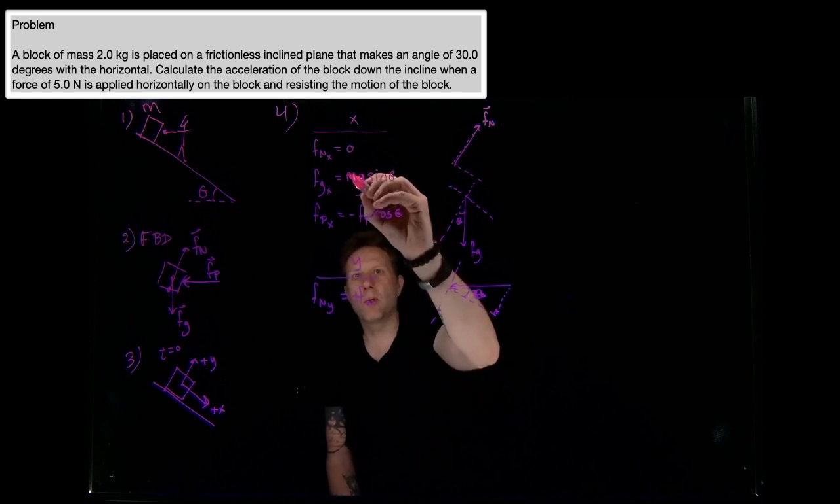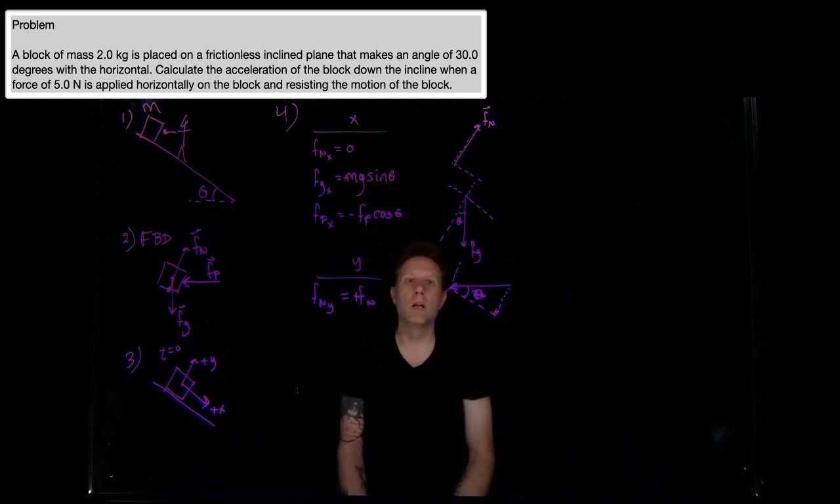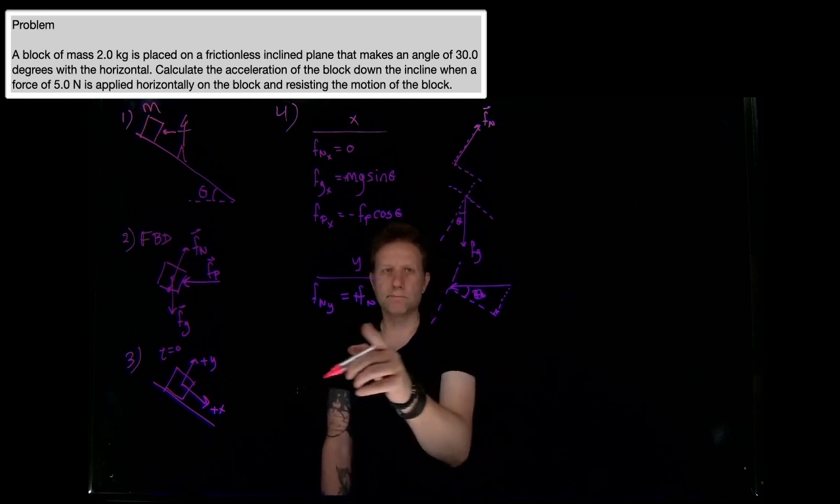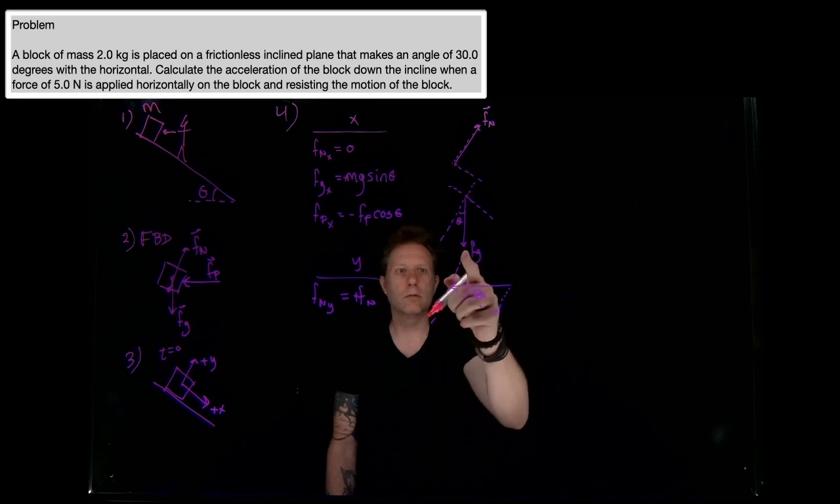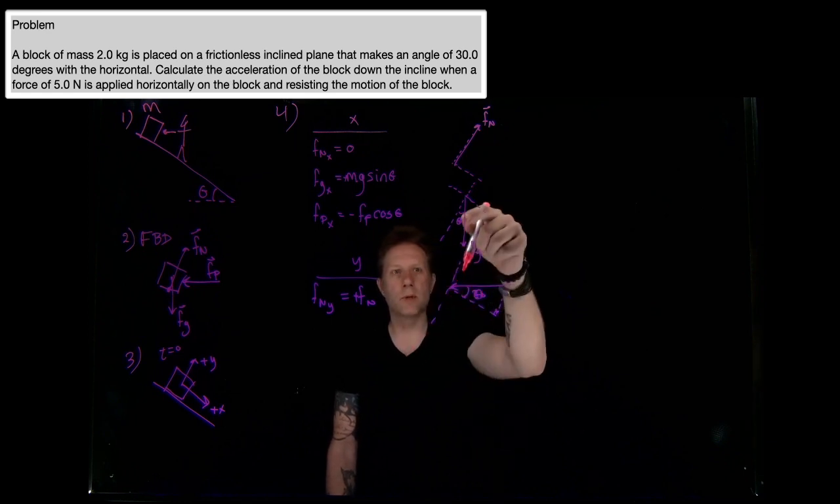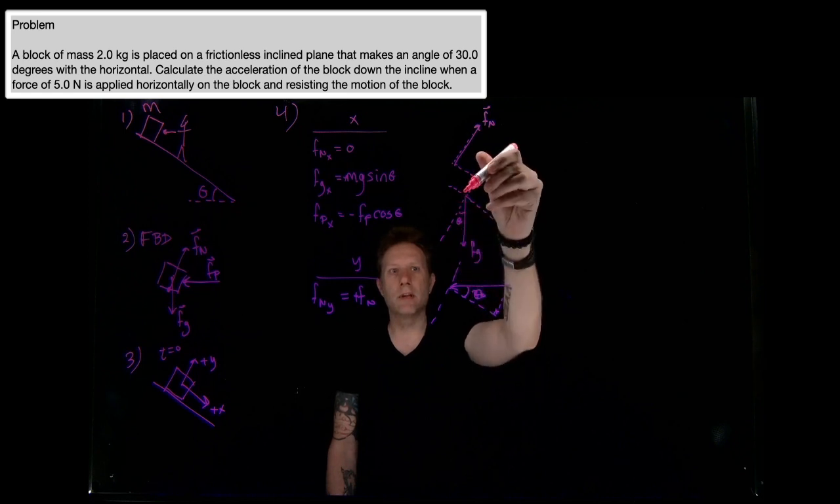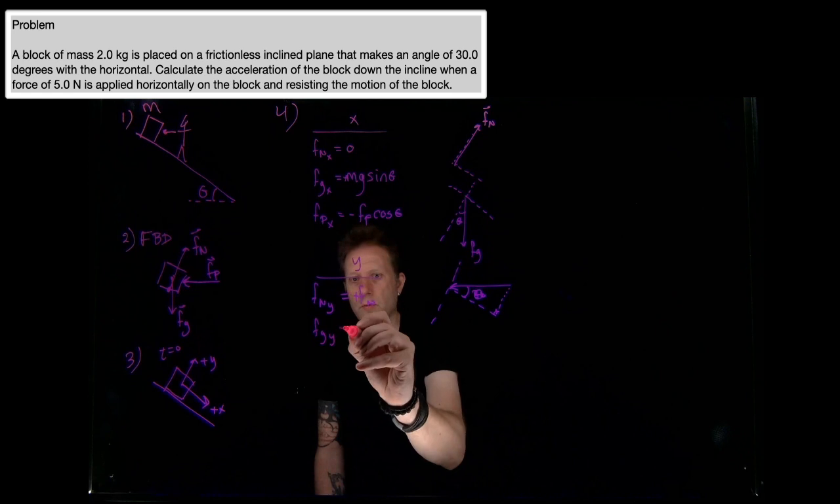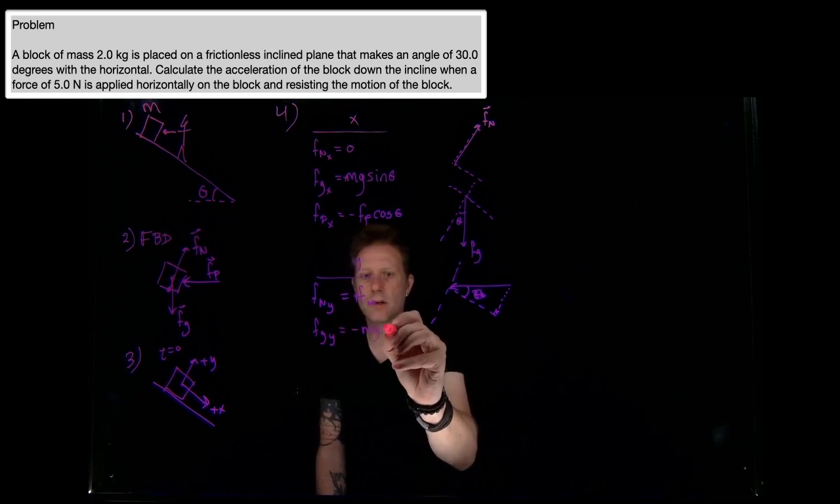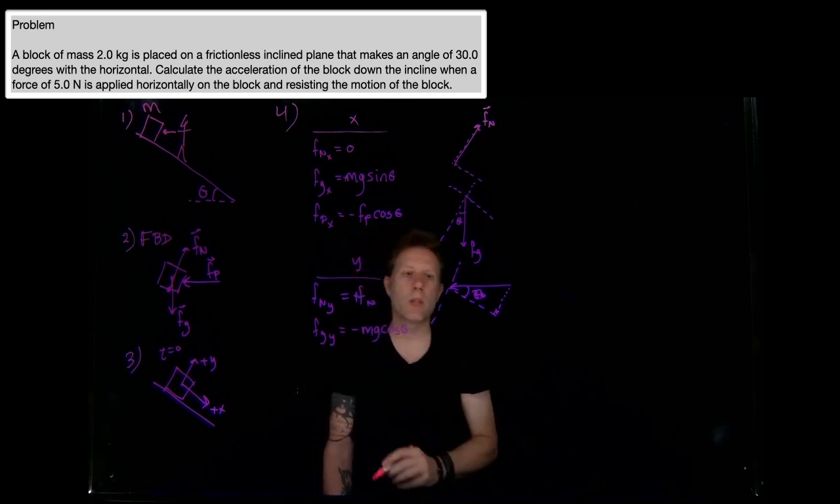You should put a positive on the force of gravity up here as well. Okay. Now the force of gravity, we had a sine component in x, so our y component is going to be a cosine. It's the adjacent side right here, and we see that the component is in the negative direction. So the force of gravity, y component, is negative mg cosine theta.